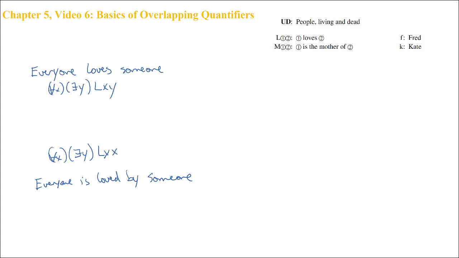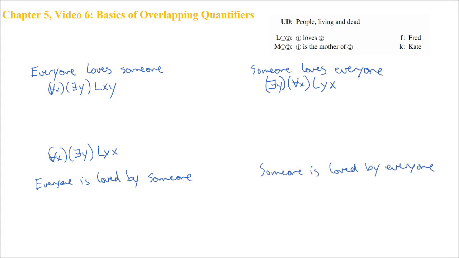Consider this example next. Someone loves everyone. First, notice that in contrast to the upper left, everyone loves someone, someone loves everyone should start with an existential quantifier. There is at least one y such that for all x, y loves all those x's. And for the fourth example, we have someone is loved by everyone. Again, we'll start with an existential. There is at least one y such that for every x, all those x's love that at least one y. Someone is loved by everyone.